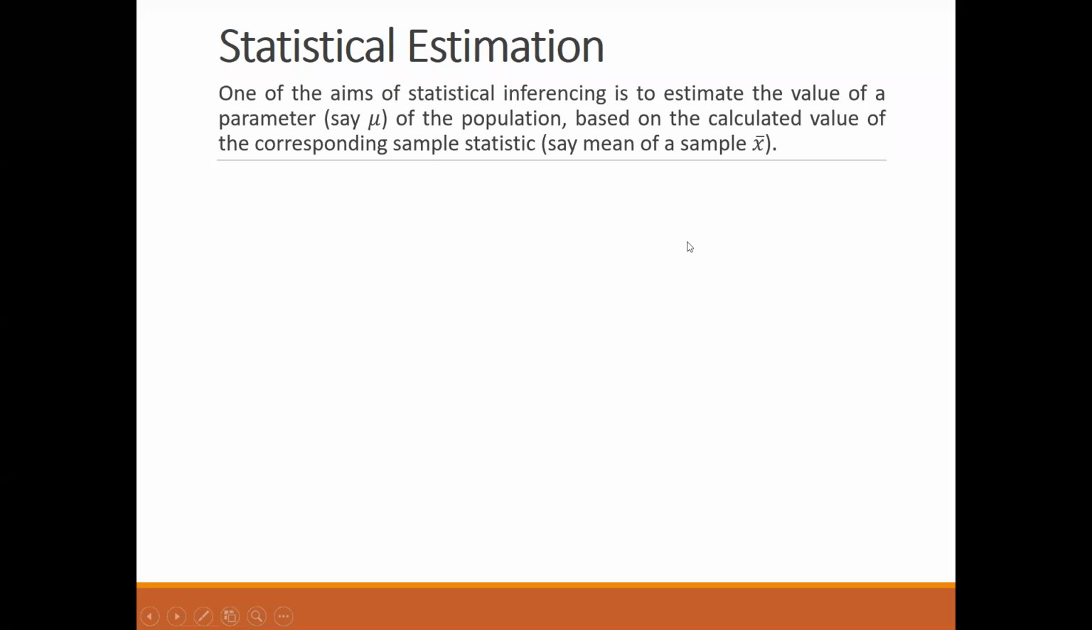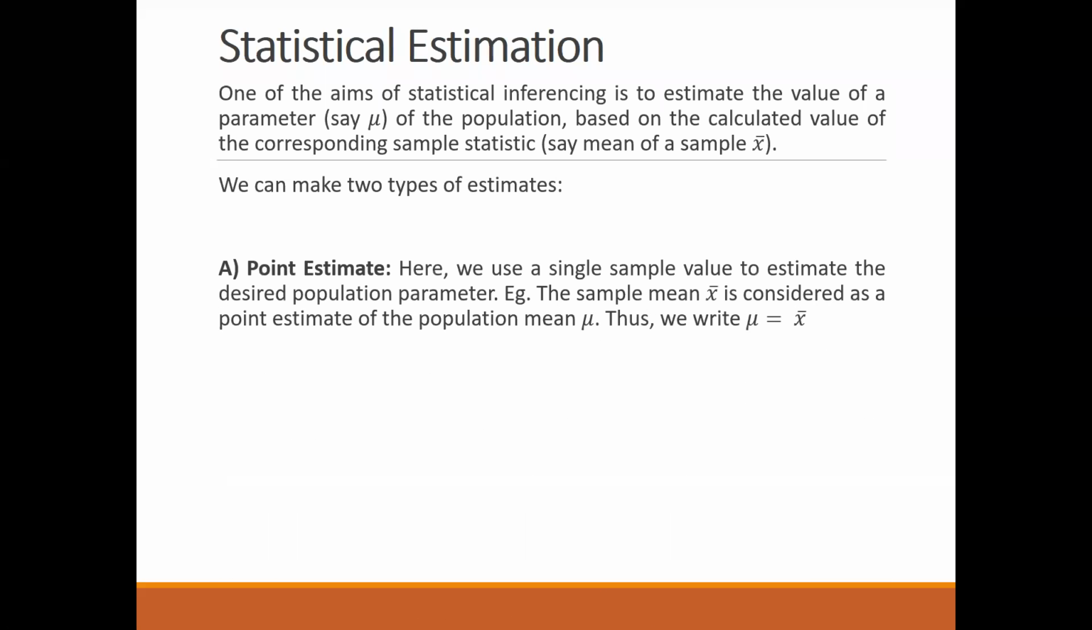Okay. So as I told you, there are two types of estimation which can help me estimate the mean of the population or standard deviation of the population depending on the sample statistics. The first one is your point estimate. Let us see the point estimate.